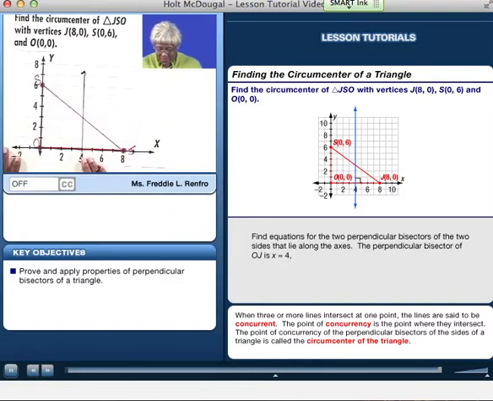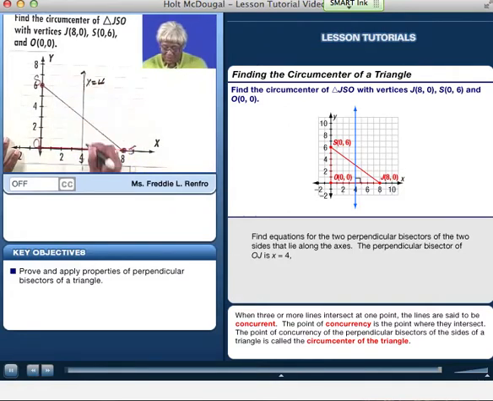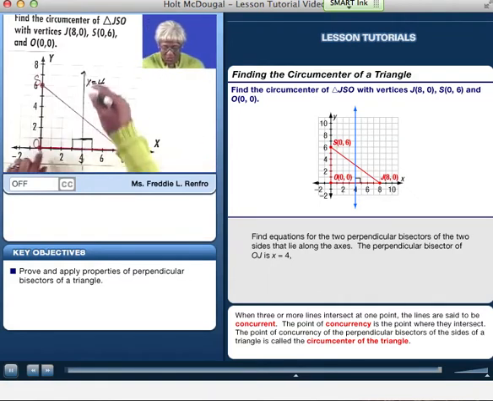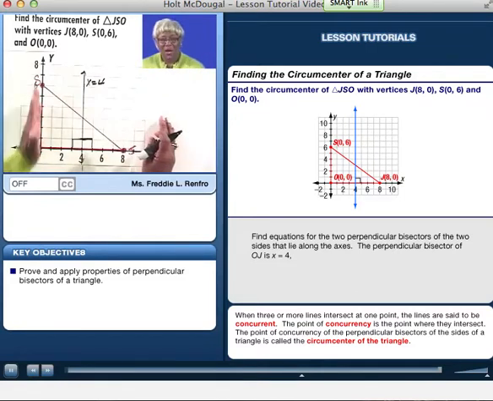And the equation of this line is x equals 4. That's one perpendicular bisector. Any vertical line is perpendicular to the x-axis. It forms a right angle. So here's one. What about this one? My y-axis.